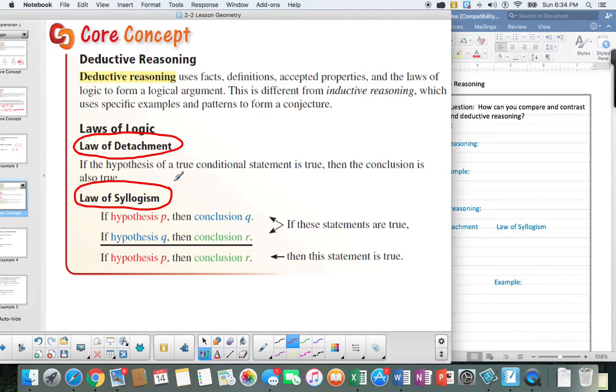So DirecTV really got onto the bandwagon with this kind of law of syllogism. It starts off: if the hypothesis is P, then here's your conclusion. And then you start with your conclusion, the Q words, and then you make another conclusion. You can keep doing this like they do in the commercial or in the book. But the fact of the matter is, when you start with P, you end up with the R conclusion. And this is how the law of syllogism works.